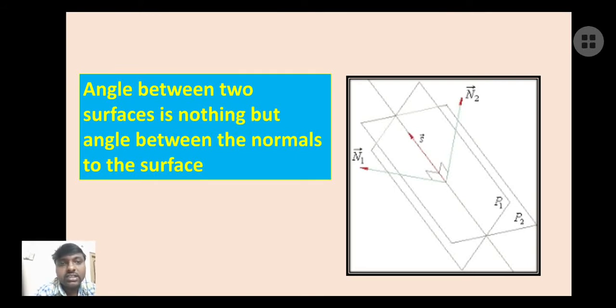Already in the previous lecture I discussed that the normal vector to a surface is nothing but the gradient. It will be taken in the form of n1 and n2. n1 is the normal vector to the first surface and n2 is the normal vector to the second surface. I am calculating two vectors here, n1 and n2. It is enough to calculate the angle between these two vectors, that is nothing but the angle between the two surfaces.